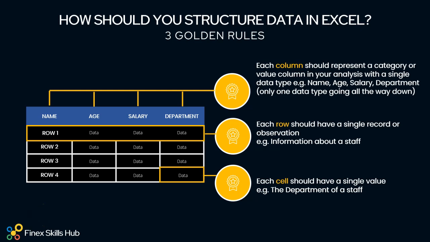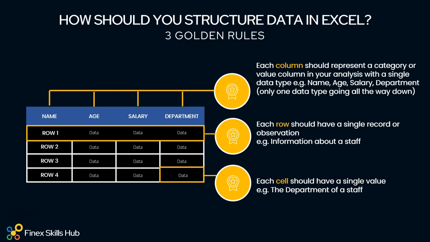Okay, so let's go through 3 golden rules that you should have at the back of your mind when you are working with data. To make it easier for you to analyze data, especially tabular presentations, it is important that the first rule, let every column or field in your data set represent a category or value column. For example, value columns contain numbers that we can aggregate, right? Example, salary, age, and all those ones.